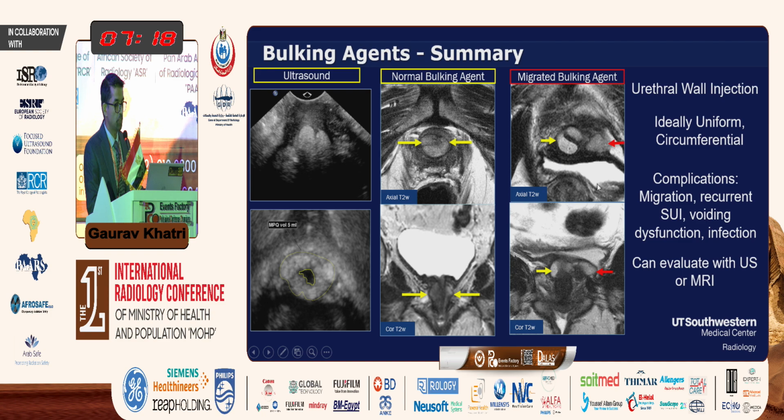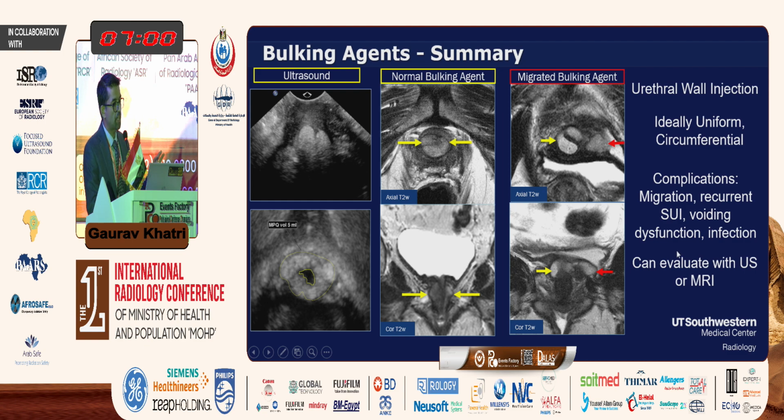Some of the complications include migration, as I've shown here. You can have recurrent incontinence if the volume of the bulking agent decreases over time. If there's too much bulking agent, patients can come with voiding dysfunction and inability to void, and can also present with infection. And as I showed you here, this can be evaluated with both ultrasound or MRI.